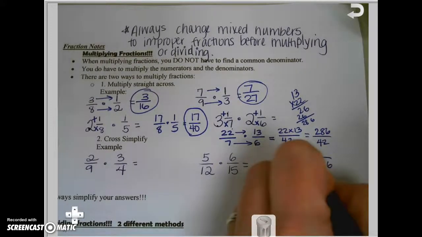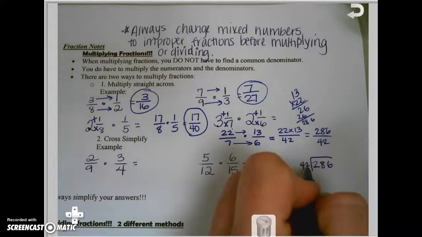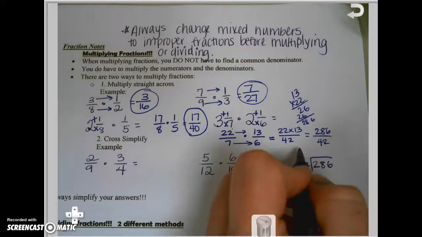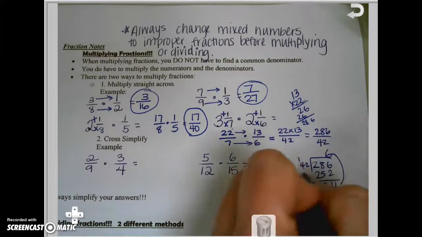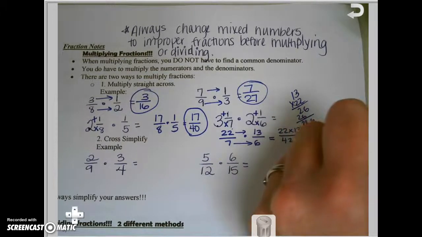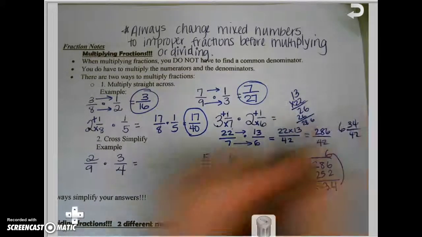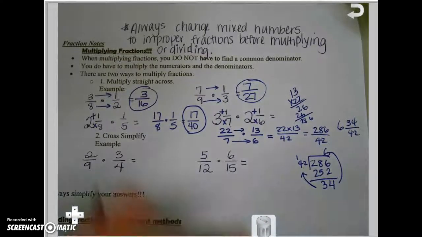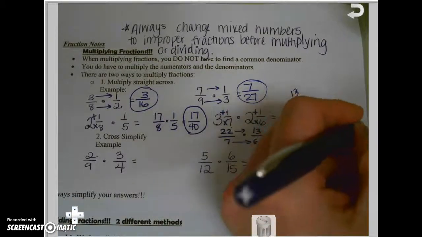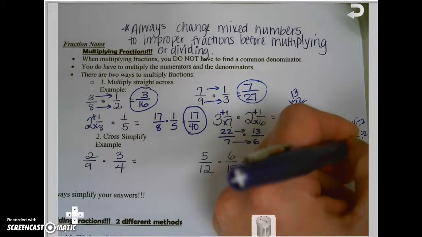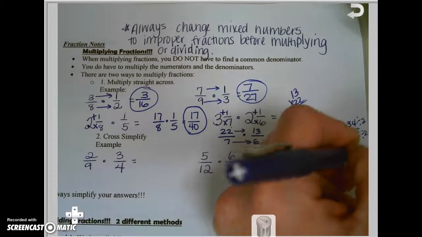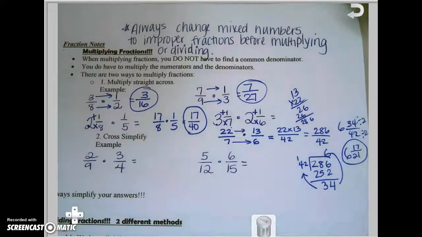286 divided by 42, 5, 6, 7, 6 times 2 is 12, 24, 25, that's 4, 3, 6, and 34 over 42. Alright, and then I know 34 over 42, I can simplify that by 2, divide a 2 out. So 34 divided by 2 is 17, 42 divided by 2 is 21, and I am done.